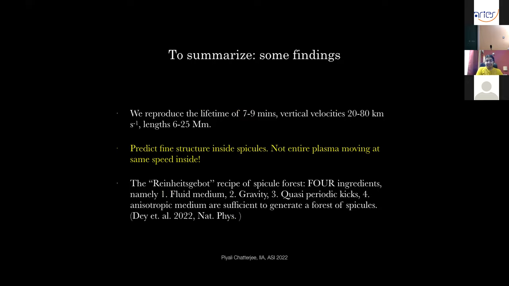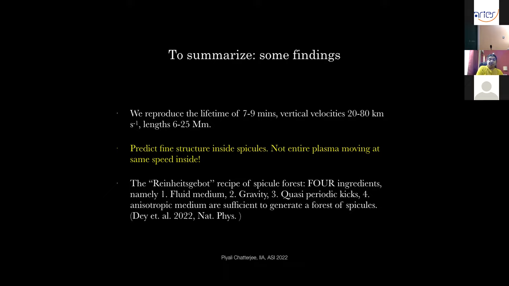So we summarize some more findings here. The spicules that we obtain in our model do match the observed spicules quantitatively. They have a lifetime of 7 to 10 minutes. Vertical velocities that we get are of the order of 20 to 80 kilometers per second, and sometimes even higher. And the lengths of these spicules range from 6 to 25 megameters. And we also predict some fine structure inside the spicules, which we believe can be observed by the upcoming solar telescopes like DKIST and probably NLST.